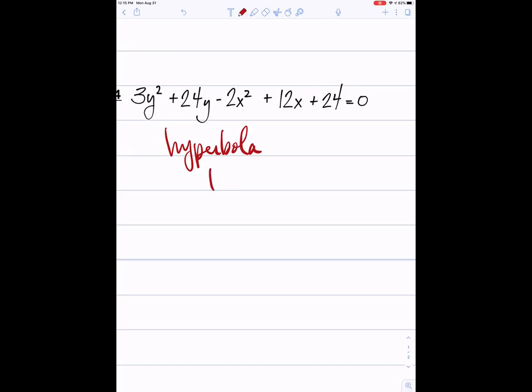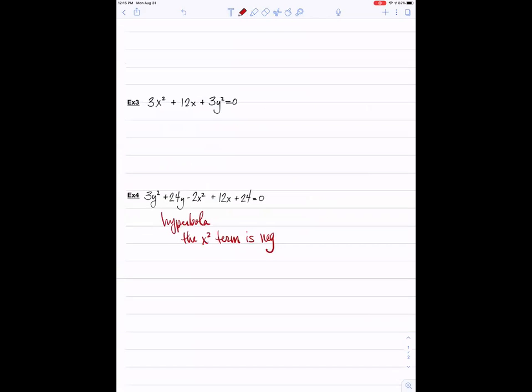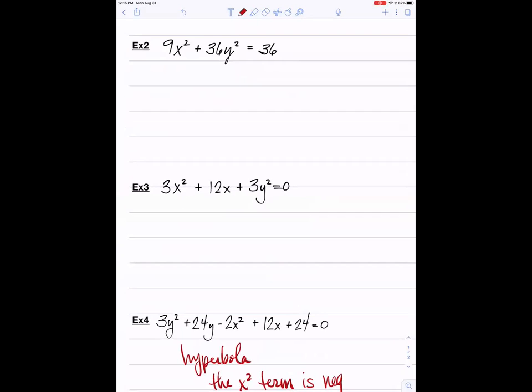Why? Because the x squared term is negative. Guys, that's a short explanation and it's sufficient. It tells me exactly what I need to know. The x squared term is negative. All right, 2 down, 2 to go.